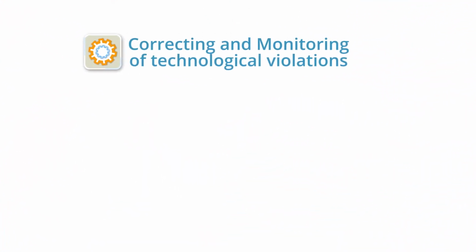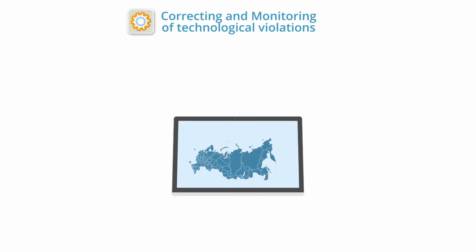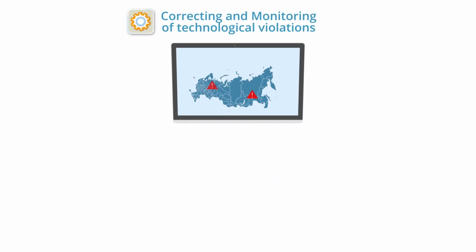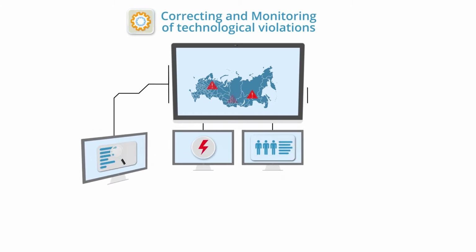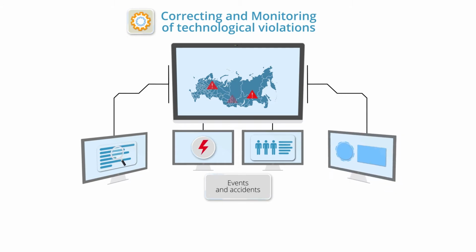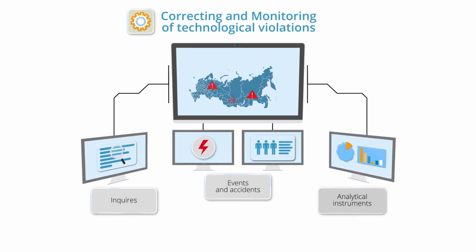Correcting and monitoring of technological violations. This module is in charge of emergency response and operations control. This allows for surveillance or monitoring, recording events and accidents in real time, also making inquiries. It has an expanded set of analytical instruments, a system for advanced warning, and other dispatching functions.